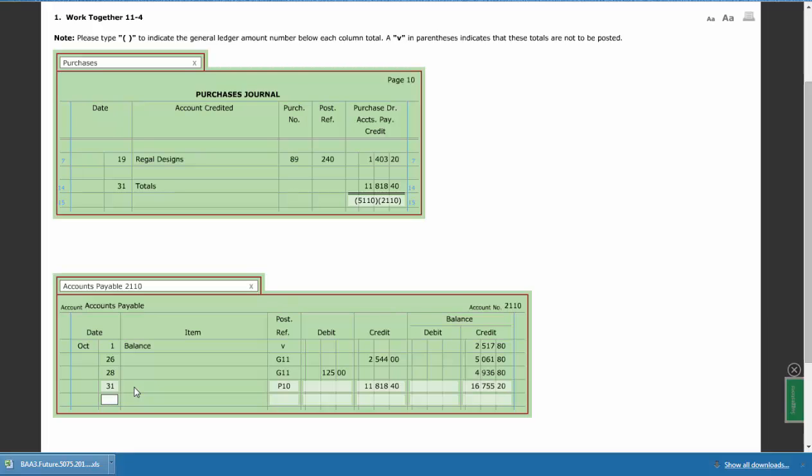Because when I posted previously, it automatically has my account number 2,110 back up there. So we just posted our purchases total. So again, journal order is sales, purchases, general, receipts, and payments. So the next one we need to go to would be general, but we don't post any totals from general. And we already posted individually yesterday from our general journal, so we are going to skip then to go to our cash receipts journal.